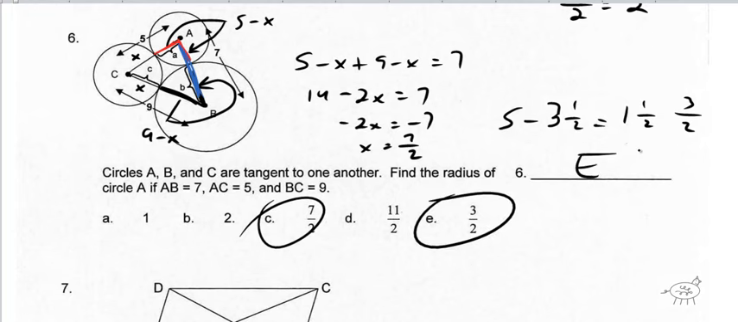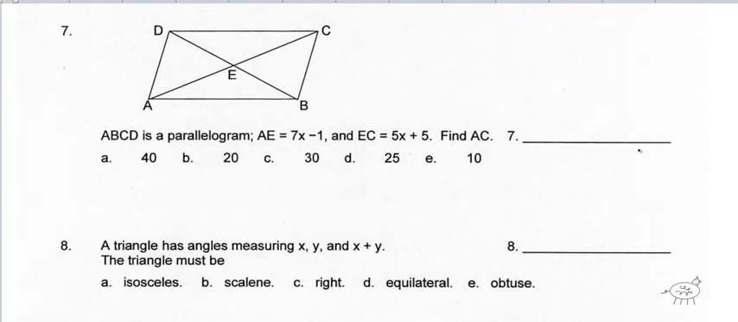Good question. All right, number 7. ABCD is a parallelogram. They give you distances here. So AE is 7x minus 1. EC is 5x plus 5.